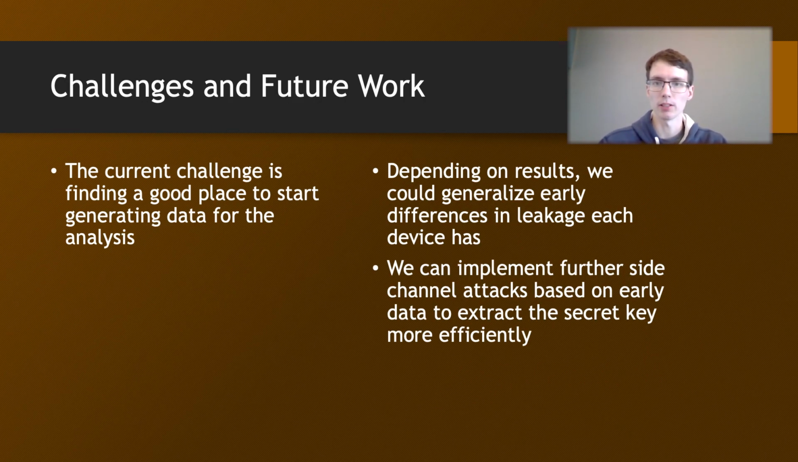As we are still in the beginning of our research, the current challenge is finding a good place to start generating data for our analysis. We don't know what exact devices we're going to use or what exact methods of observing the data, which is something that we are working on and will hopefully get figured out. At least our current goal is by the end of this month of October. Now, depending on these results, we could generalize our results to find maybe some early samples could determine what type of encryption is being worked. As a result, we could do more specialized side channel attacks so that we don't have to do as many rounds to extract secret keys.